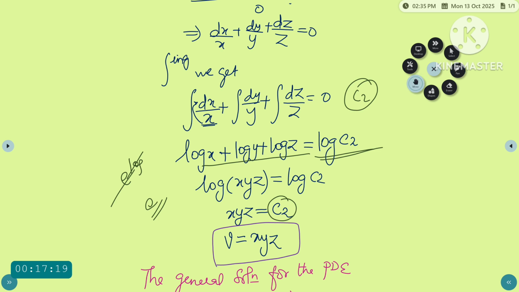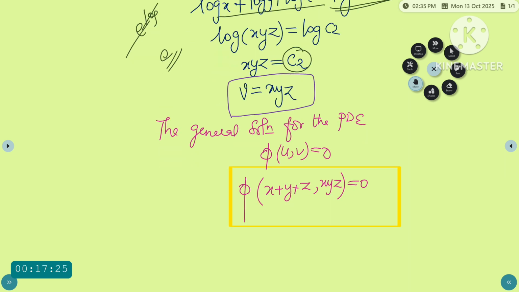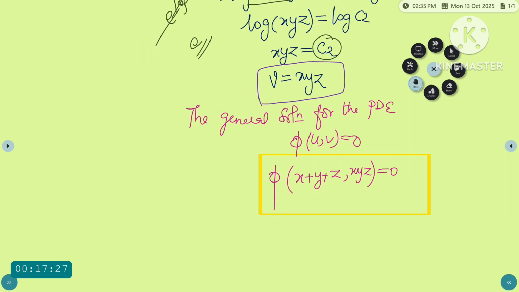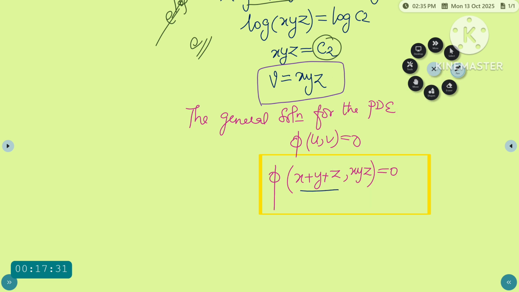Now, write the general solution for the given problem. The general solution is phi of u comma v equal to 0. Substitute the values for u and v separately. Here the first one is u, and the second one is v. Finally, we can get the answer.